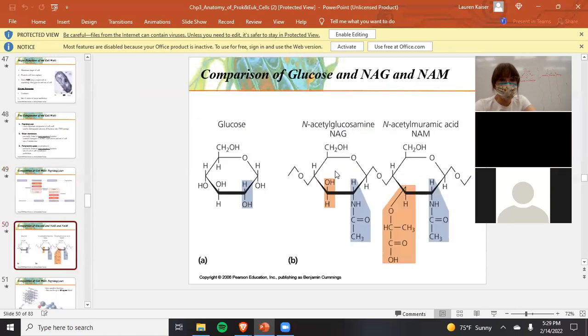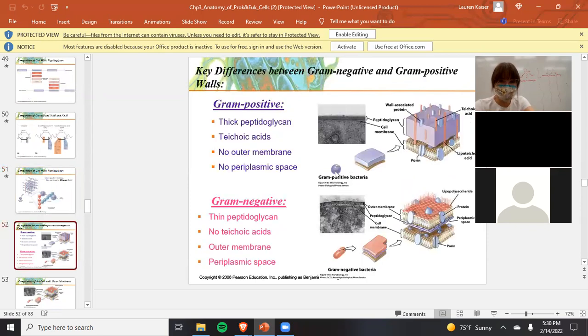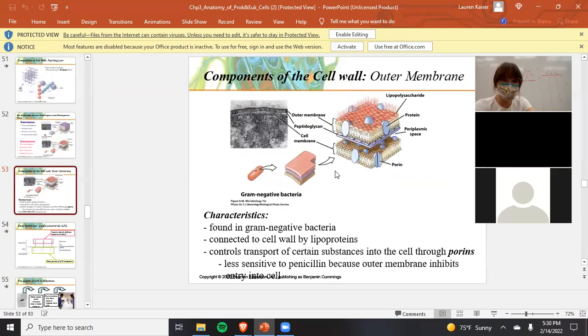This is our whole peptidoglycan. I talked about our alternating NAG-NAM, a tetrapeptide linked together with a peptide bond. We talked about the difference between gram negative and gram positive. You guys should be pros at the gram stain by now.